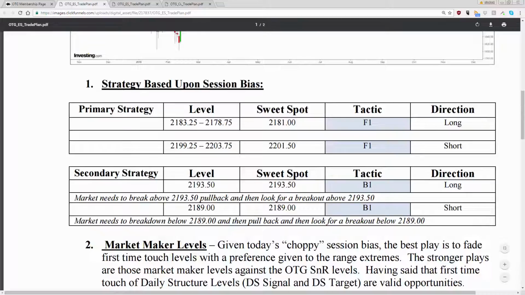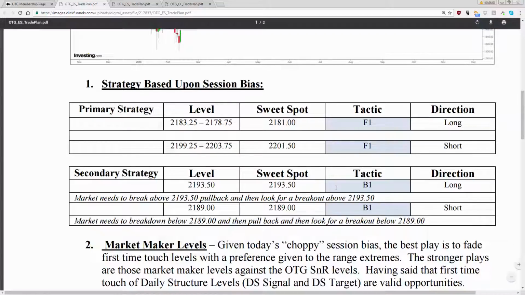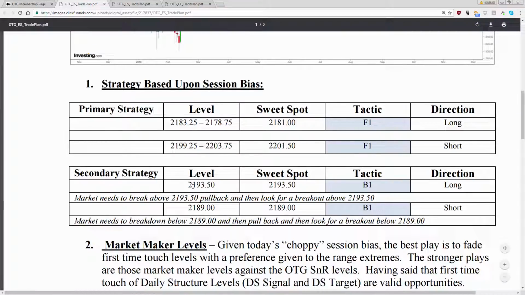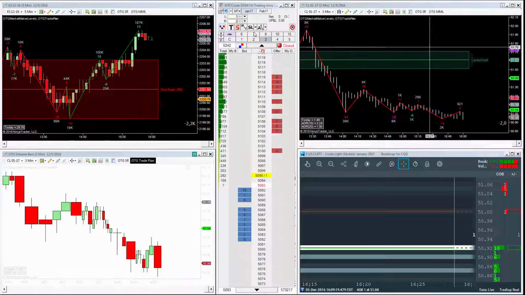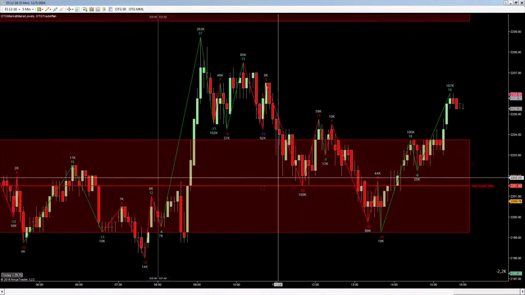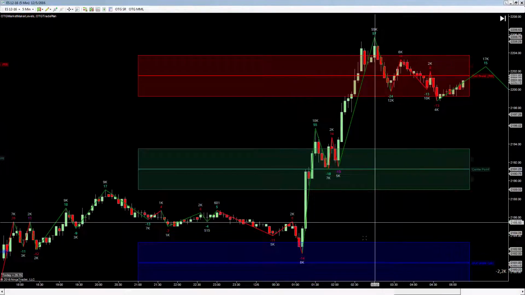That's at 21.81. If that didn't come into play, then you were looking at this 21.93 half, and we're going to come back and talk about that area in just a moment. So let's take a look here at your ES chart, and we'll scroll back here.